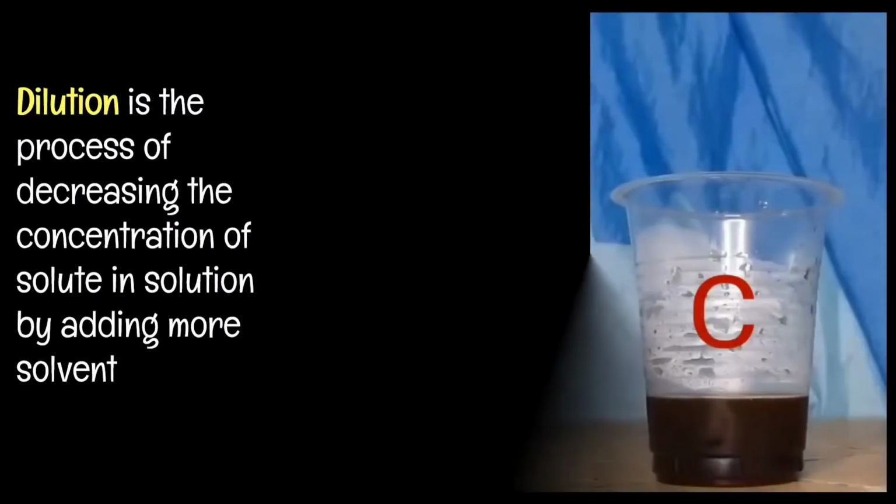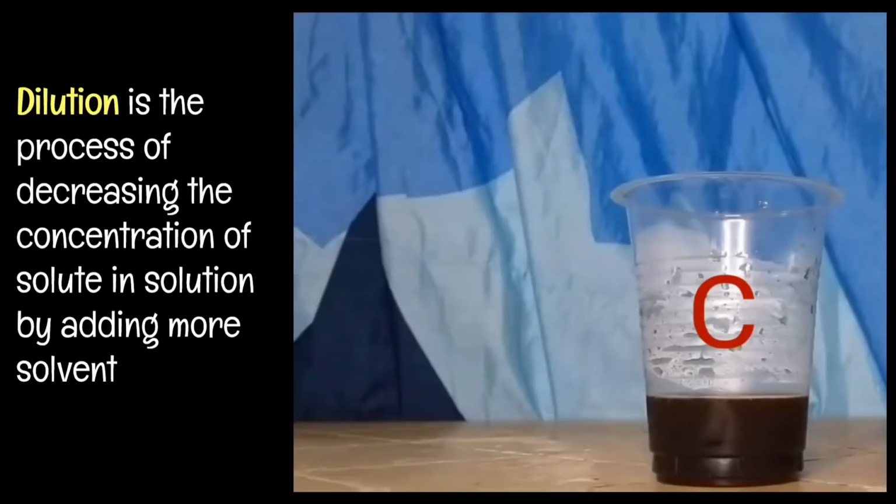Dilution is the process of decreasing the concentration of solute in solution by adding more solvent. If you wanted to decrease the concentration of a solution, you will need to add more solvent in it. For example, in the activity that we have done, cup C has a concentrated solution. If we wanted to decrease its concentration, we need to add more solvent.